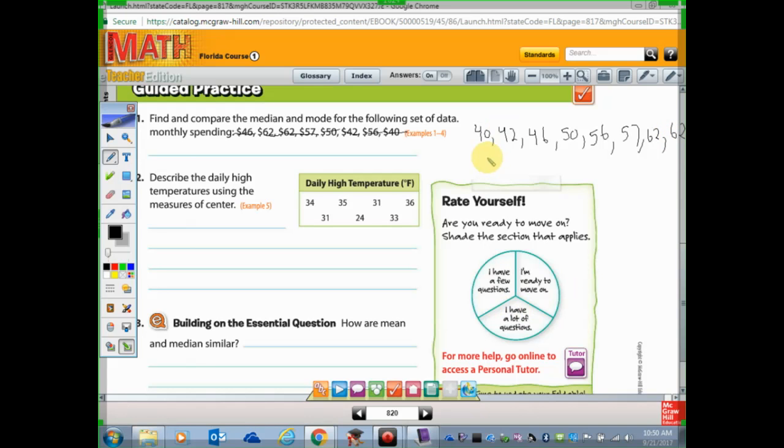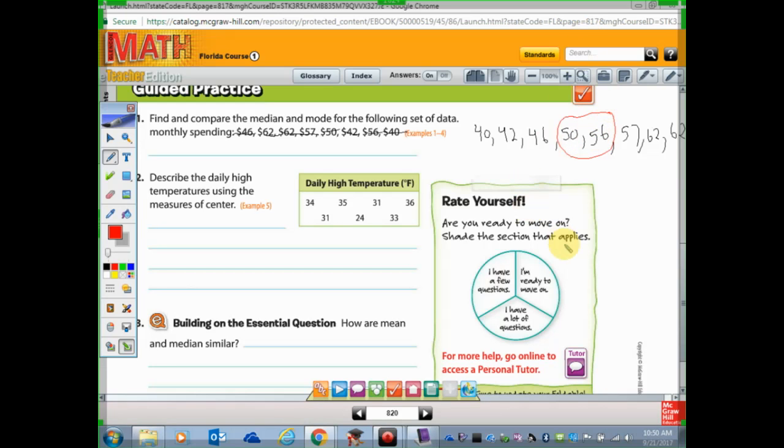All right, so I have 1, 2, 3, 4, 5, 6, 7, 8. I've got an even number of values here. So can I just find a median by looking at it? No, sir. I cannot. So what I'm going to have to do is find the two middle numbers. The two middle numbers in this set are going to be what, Alexia? 50 and 56. So what I have to do now is find the average, or the mean, of those two middle values to find my median.